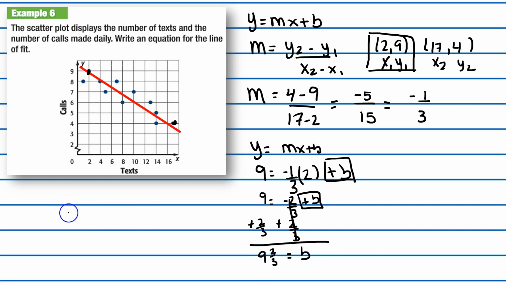And we're almost done. Now we have all of the information we need. We have y equals mx plus b. y is equal to m. M stands for slope, negative 1/3, x plus b, which we just found is 9 2/3. And that's it. To find an equation, all you need is your slope and your y-intercept.